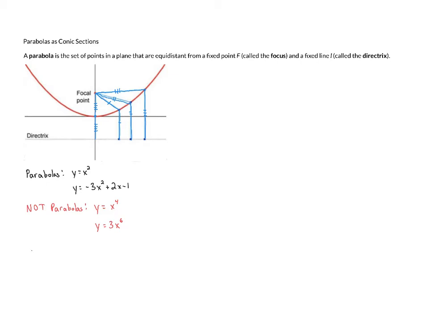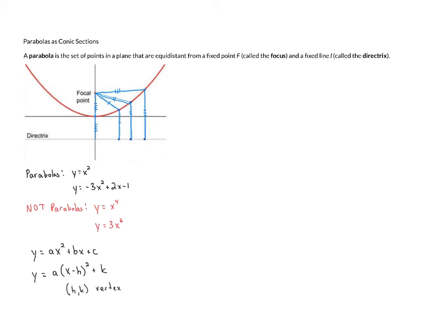So when we looked at parabolas previously, there were two standard forms that we saw for a parabola. We've got y equals ax squared plus bx plus c. And we've also seen y equals a times (x minus h) squared plus k. Remember, in this case, (h, k) gave us the vertex of the parabola.